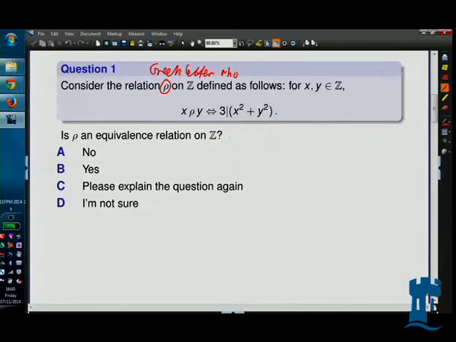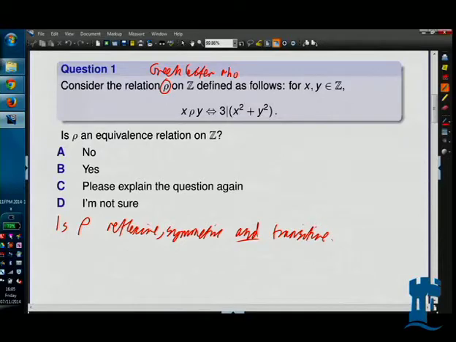I'll remind you that the question is: is it reflexive, symmetric, and transitive? So is rho reflexive, symmetric, and transitive? So it needs to be all three. Now, if you show that any of them fail, then you could stop because it's not an equivalence relation, but I recommend that you have a go anyway at all three just to try and convince yourself. The most interesting one here, I think, is transitive. That's the least obvious of them. So I think you should be able to figure out reflexive and symmetric.